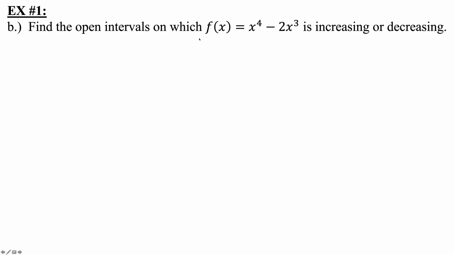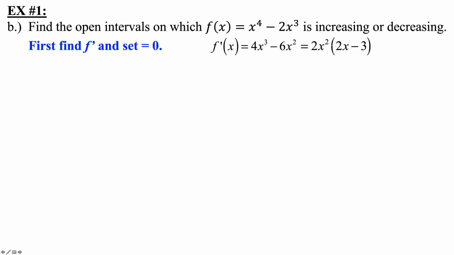Find the open interval on which f of x equals x to the fourth minus 2x cubed is increasing or decreasing. Same thing. Find the derivative, set it equal to 0. F prime of x, we got 4x cubed minus 6x squared. All right, we can do some factoring. It looks like we can take out a 2x squared. We're left with 2x minus 3. We're going to set that equal to 0. We're going to solve for x. Ooh, wait a minute. x squared. That means x equals 0 twice.